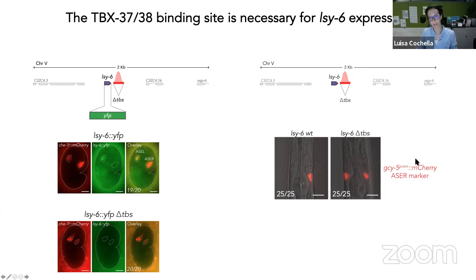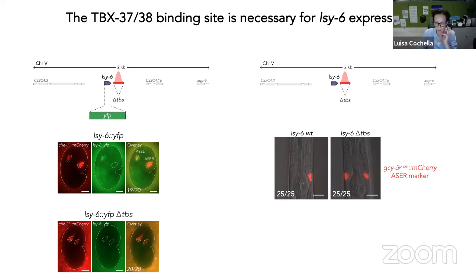So what we looked at is we monitored that asymmetry by looking at GCY5, which should be expressed only in the right AAC neuron in wild type animals. That's what we observe. But if we delete these binding sites, now all animals express the right specific marker in both AAC neurons, suggesting that this asymmetry is perturbed if we delete just this little binding site for TBX3738. So we know that these T-box factors act directly on the LAUSI6 locus.